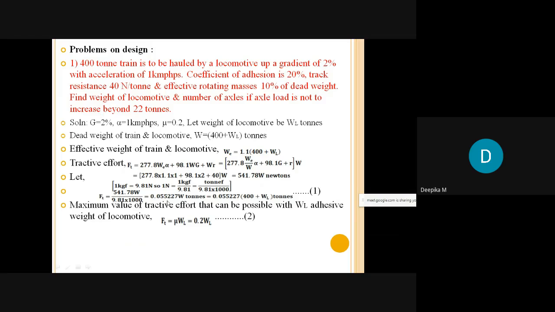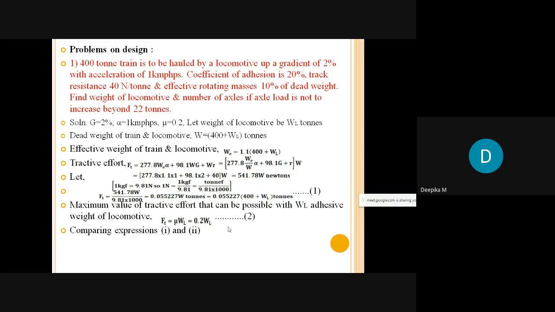So here by the definition of coefficient of adhesion, we can define it as the ratio of tractive effort to slip the wheel divided by adhesive weight. So adhesive weight means what? It is actually the weight of the locomotive. Hence we could write in this way. Hence the tractive effort can also be written as 0.2 into WL. Let this be equation 2.